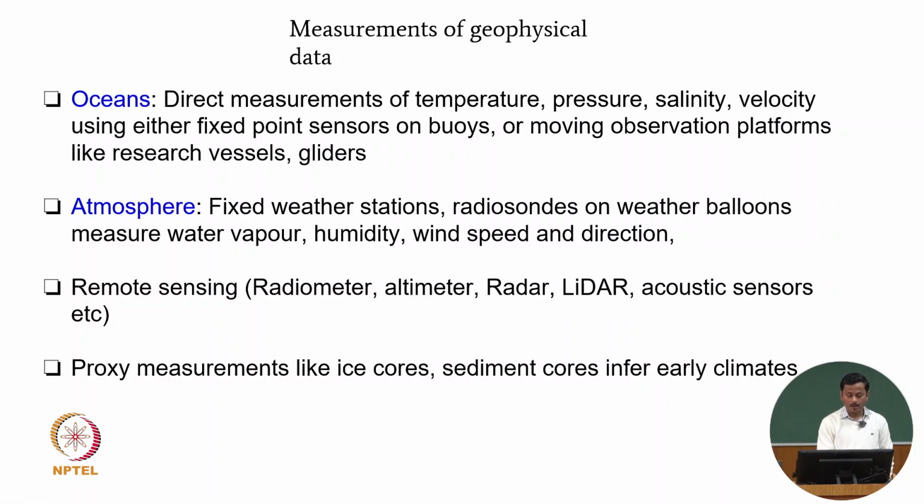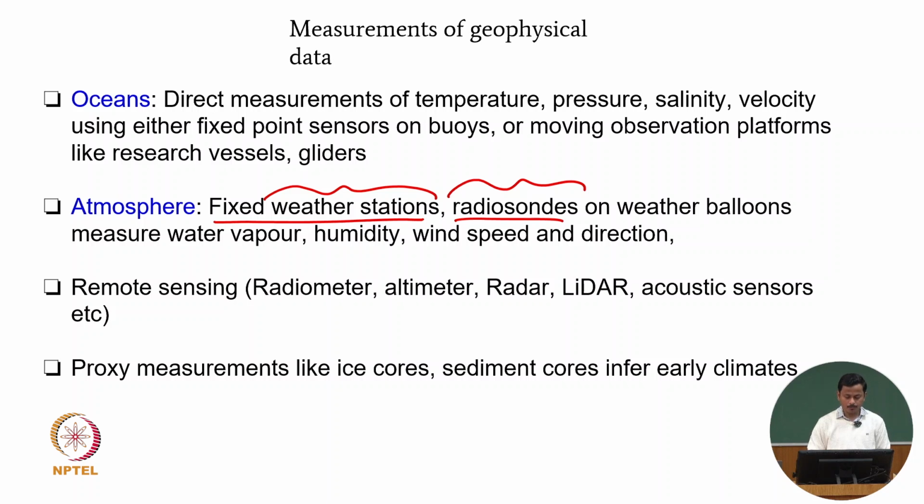For the atmosphere, we can have fixed weather stations. You have heard of weather stations, which measure various properties, for example, water vapor, humidity, and we can also have radiosondes, which can be put up on weather balloons, and they go up. So these weather stations are fixed point measurements, whereas radiosondes on weather balloons are measurements which are moving with the wind.